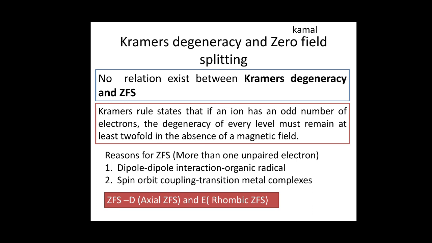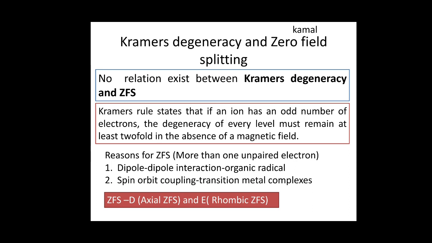There are two important reasons. Number one is dipole-dipole interaction, and this is mainly important for organic radicals. So in biradical, diradical, triradical organic systems, these dipole-dipole interactions are more effective, and because of that you get a zero field splitting. But for inorganic complexes like transition metal complexes, the dipole-dipole interaction term is very small, and zero field splitting mainly depends on spin-orbit coupling.